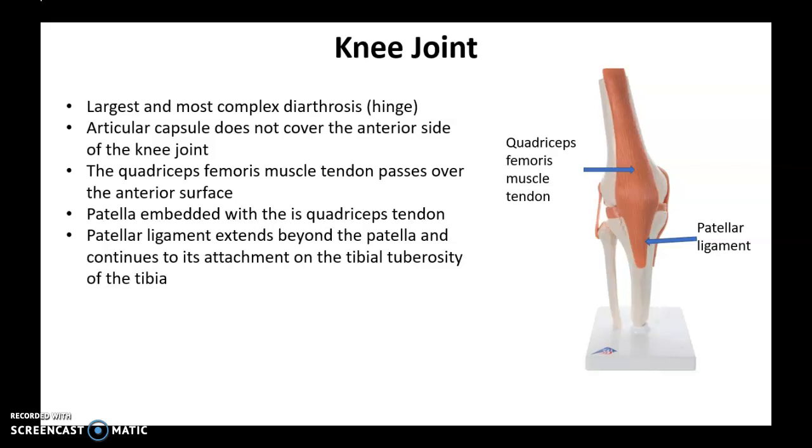Structurally, the knee joint is composed of two separate articulations. There is an articulation between the tibia and the femur. So this is the tibia and the femur. There is one articulation between tibia and femur, and the second articulation is between the femur and the patella. So the patella is hiding here. So here you have the patella.